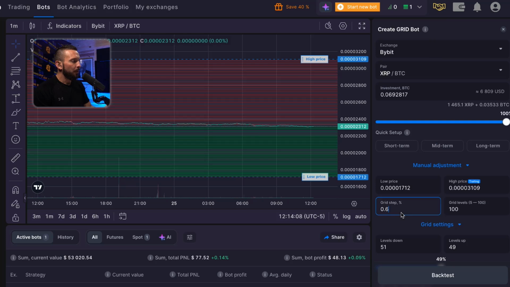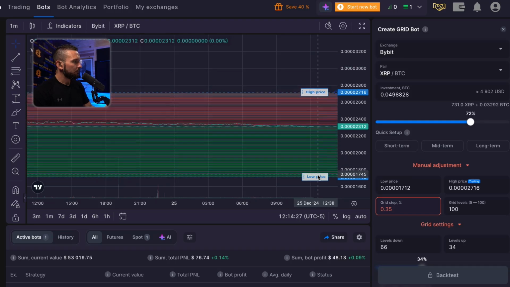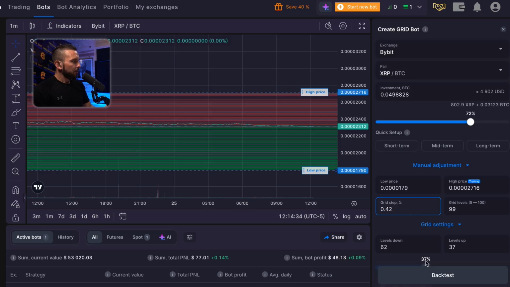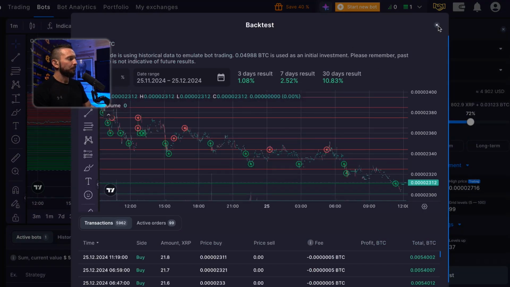Now, let's say we put, because our other one was a 0.35 grid level, and it's saying that the lowest I can go is a 0.42. Let's back test this. It's only 37 levels. Boom. Now we're up to 10%.